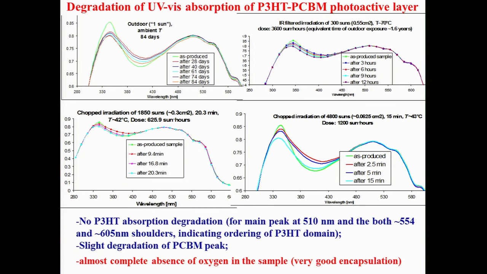part. But this dose is equivalent, even in a very, very strong environment, to more than 1.6 years of outdoor illumination. So we also do it with chirping, but of course with a smaller dose and high concentration, about 2,000 suns and about 5,000 suns, and you see similar trends. No degradation of the polymer and small degradation in the PCBM part.